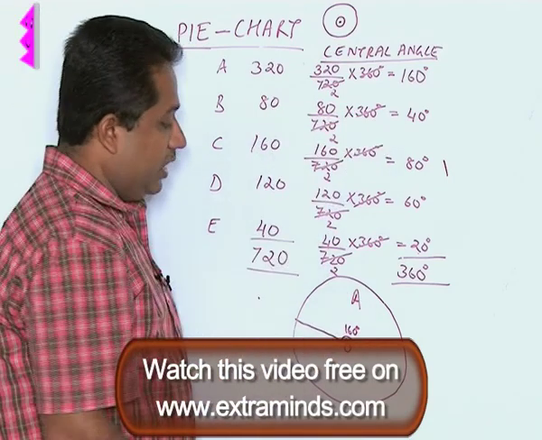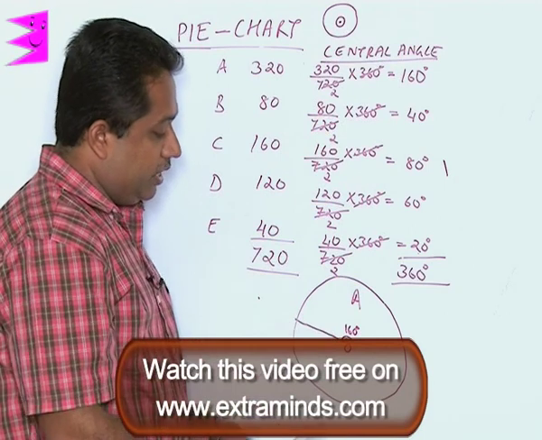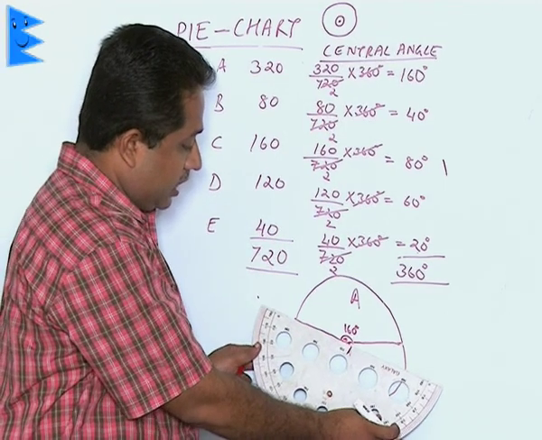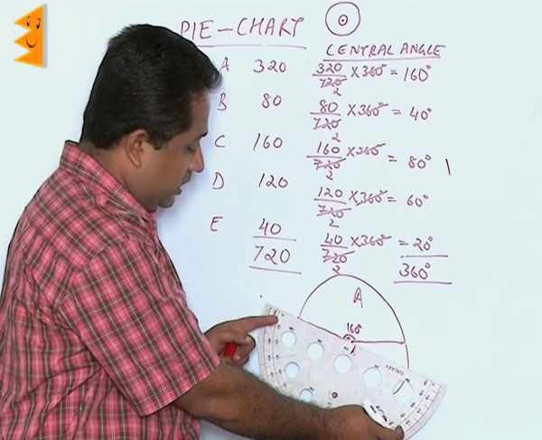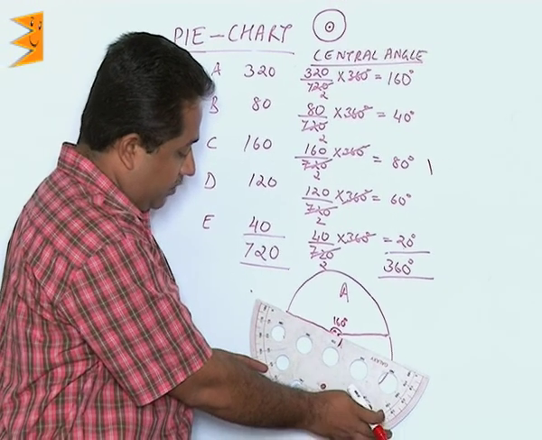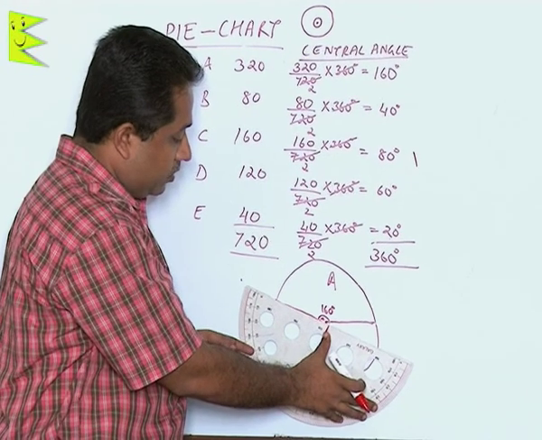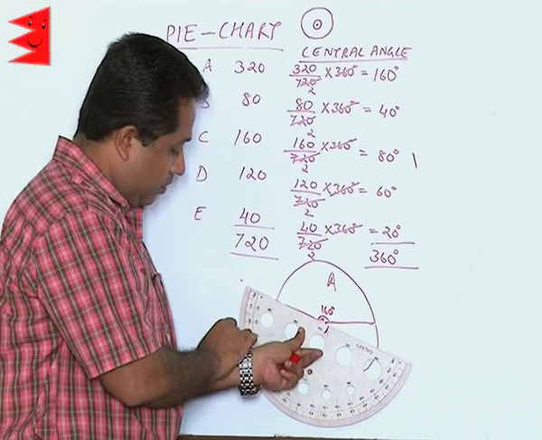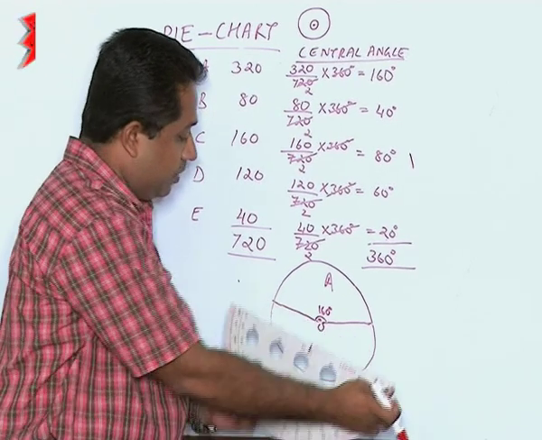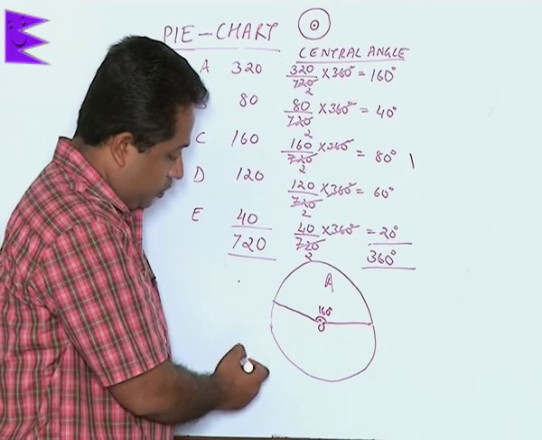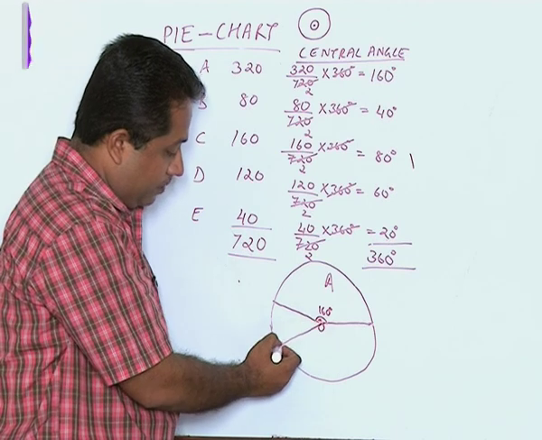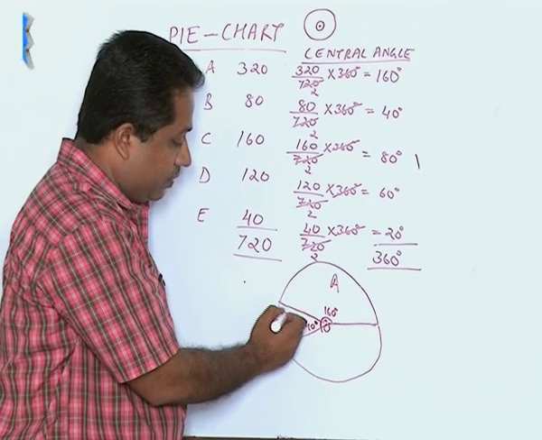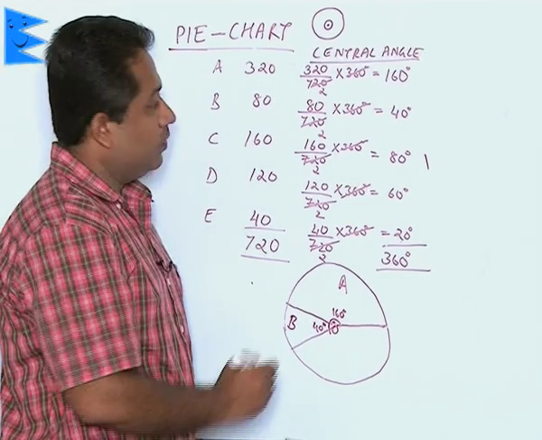Now B is 40 degrees. For drawing 40 degrees, you are going to keep the protractor again this way, and you are going to see 40 degrees starting from 0. So this is our 40 degree line here. So fix the protractor and see 40 degrees. You mark the point at 40, remove the protractor, and this point has to be joined to O. So you will get another line here, and this is 40 degrees. This will be represented by B.